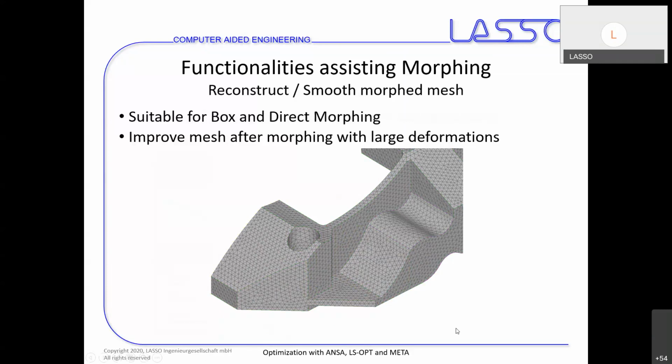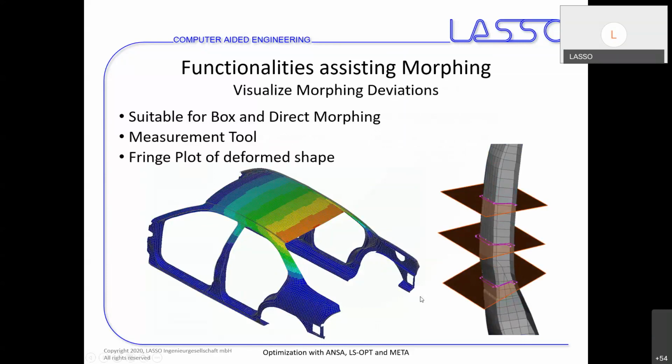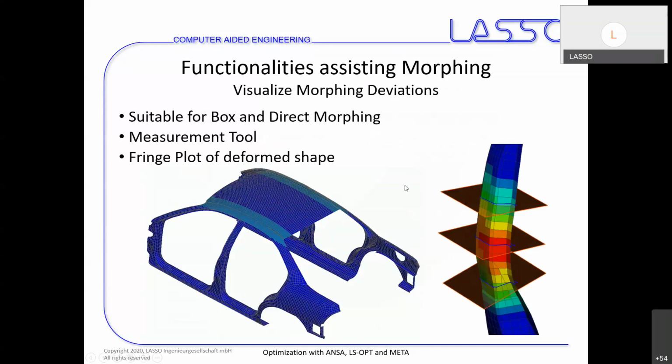If you want to see the deformations through morphing, we can have a fringe plot of that. It works only on FE models, so on meshes. It does not work on pure CAD geometry. But on meshes, you can get a fringe of the deformation. And of course, you can use the measurement tool if you are interested in some specific measurements, like some diameters or distances.